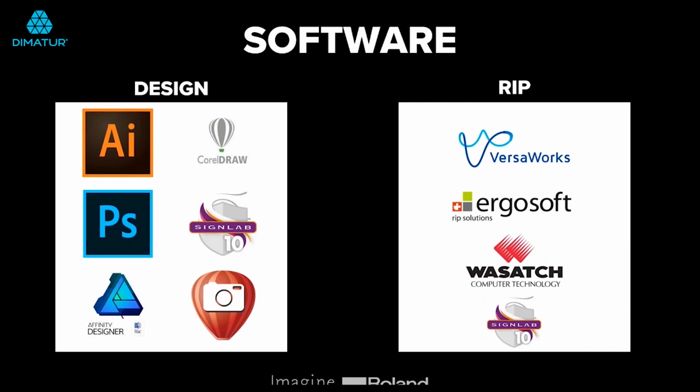You can also control the quality, you can control the colors a little bit as well. With some of the other platforms like Ergosoft, Wasatch, SignLab, they often have some additional features when it comes to creating cut lines, etc. But with VersaWorks, you're going to need to have created most of that beforehand in Illustrator or Corel. It's just slightly more limited, but it's a free program and you don't have to pay for it like you would do with some of those other platforms that are listed there.